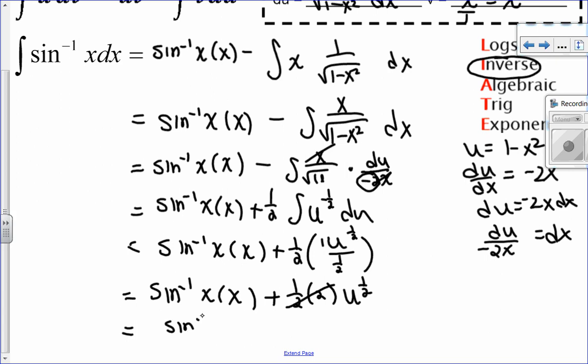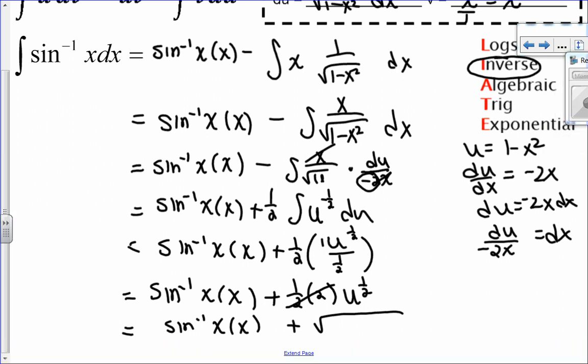So this will be sine inverse of x multiplied by x plus the square root of u, and u right here is 1 minus x squared. And then of course plus c. So that was a great question because it involved an inverse, which we hadn't seen before, and then we had to go back to u substitution to be able to simplify that further.